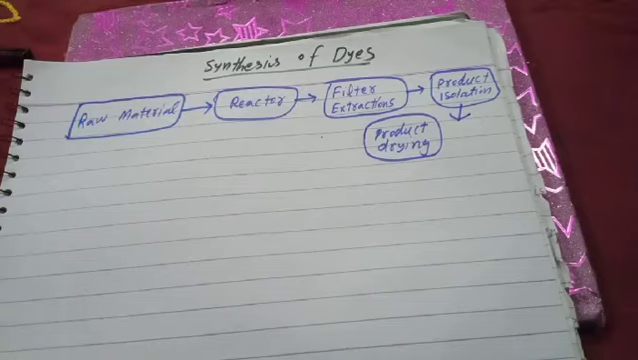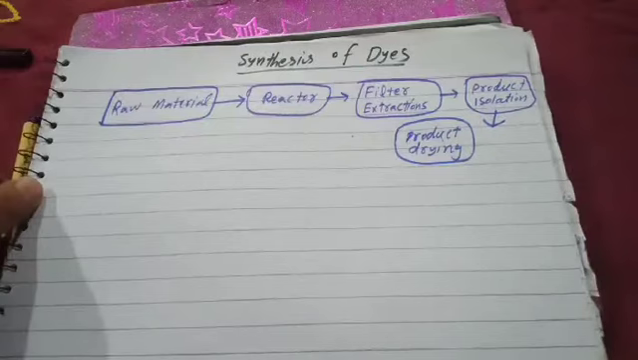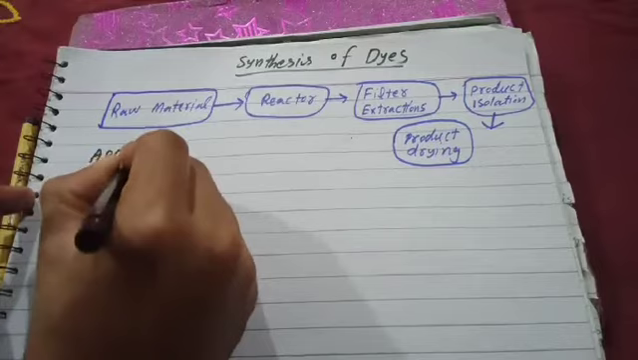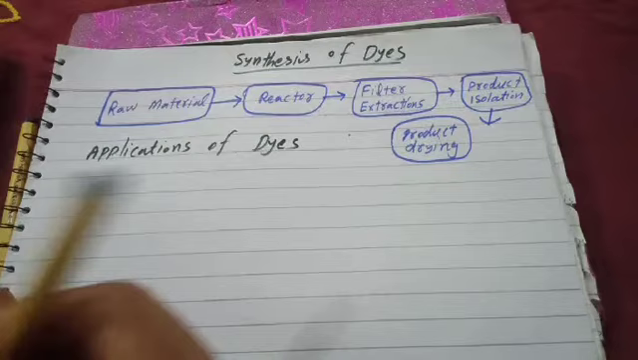Synthesis of methyl orange, synthesis of Martius yellow and naphthol yellow S, synthesis of naphthol blue black 6B. So there are many syntheses of dyes which are here, and there are applications. We can discuss some examples, but now I tell you the applications of dyes. Dyes have many useful applications. First, in textile industry.